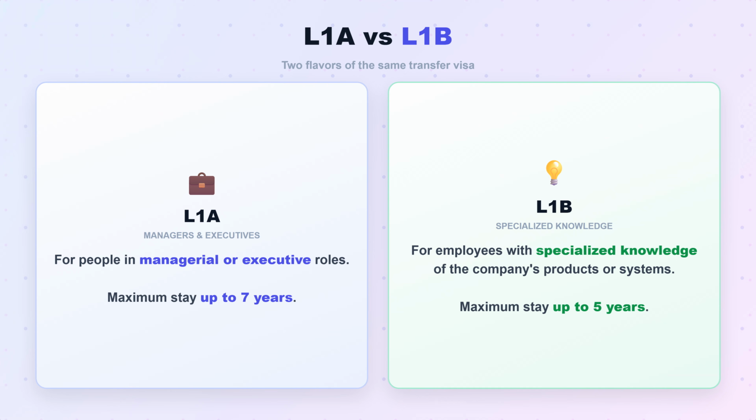There are 2 types of L1. L1A is for managers and executives, and it allows a maximum stay of up to 7 years. L1B is for employees with specialized knowledge of the company's products or systems, and it allows up to 5 years. So the more senior, managerial route gives you a longer maximum stay than the specialized knowledge route.